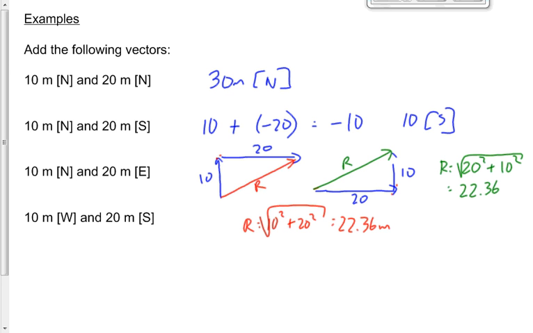If I had asked Tyler, I didn't ask him this question, but if I had said, as a follow-up to the question that I asked Tyler a little while ago, what's 3 plus 4? He said 7. If I had followed that up with what's 4 plus 3, Tyler would have said 7, right? It doesn't matter what order we add numbers in when we're adding scalars. It also doesn't matter what order we add numbers in when we're adding vectors. 10 plus 20 gives me 22.36, or 20 plus 10 equals 22.36. Same answer, right?